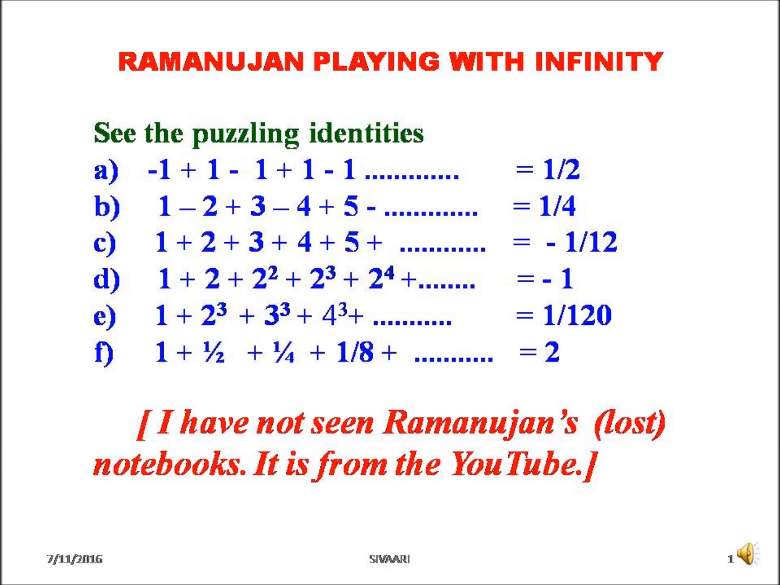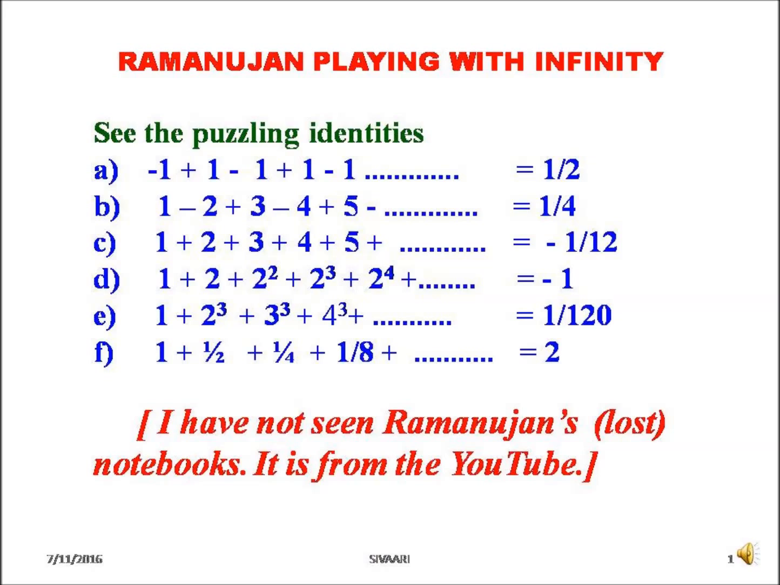Now see the puzzling identities. Minus 1 plus 1 minus 1 plus 1 minus 1 etc. is equal to 1 by 2. Then 1 minus 2 plus 3 minus 4 plus 5 etc. is equal to 1 by 4. Again 1 plus 2 plus 3 plus 4 plus 5 etc. is equal to minus 1 by 12.